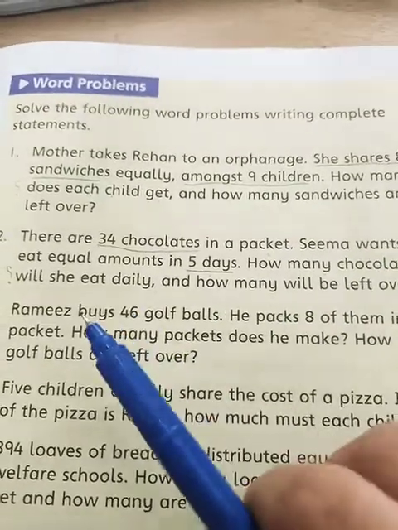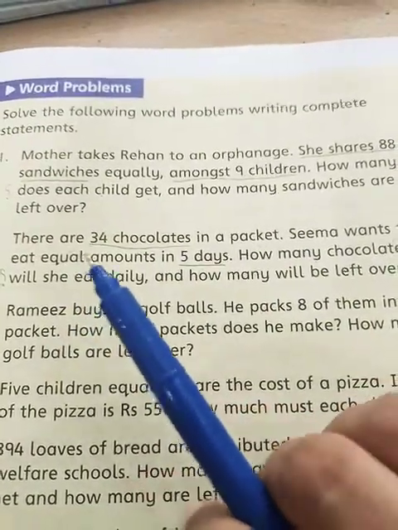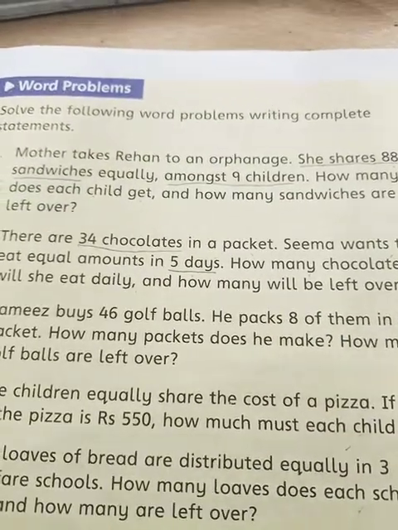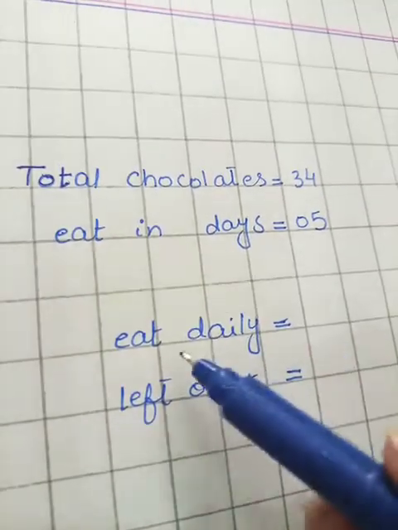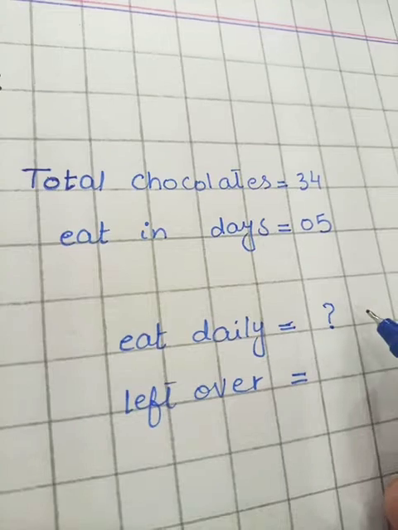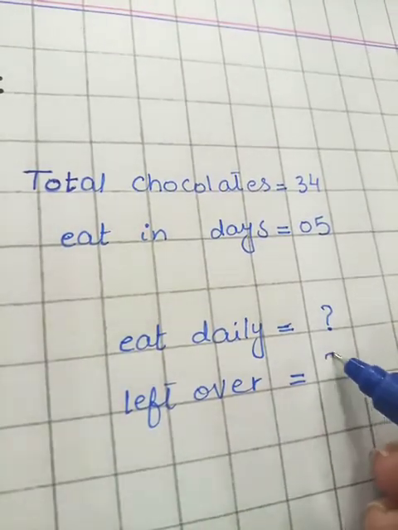Okay, come towards our question portion. How many chocolates will she eat daily? First of all, we are going to write it as eat daily, and in the next the leftover. Okay, look, I have written it in this way, how many she will eat daily, and here I am writing the question mark because I have to find it out. Next is how many will be left over.